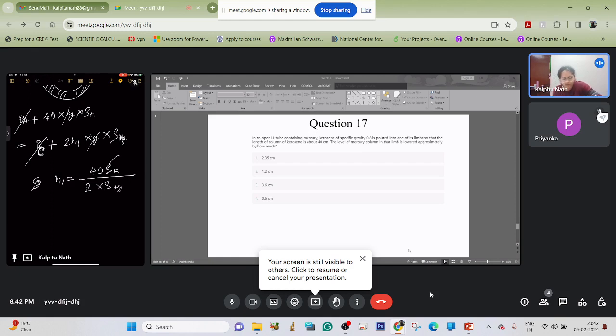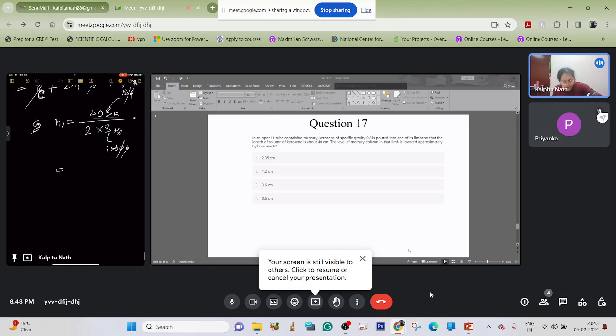The density of kerosene is given as 800, and this is 13600. If you solve this, it will come out to be 1.17 centimeter. So this is approximately equal to 1.2 centimeter. Did you solve it like this?